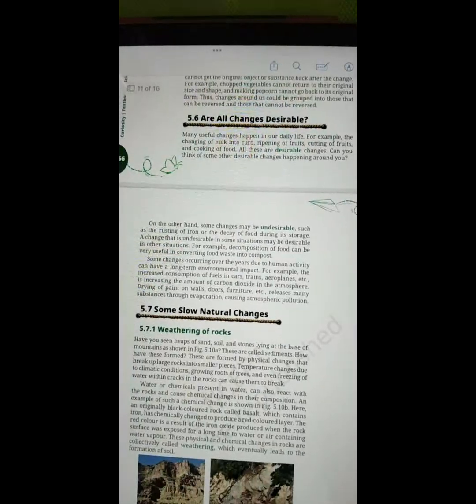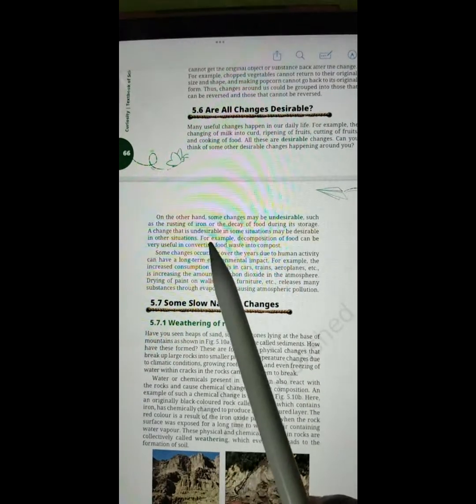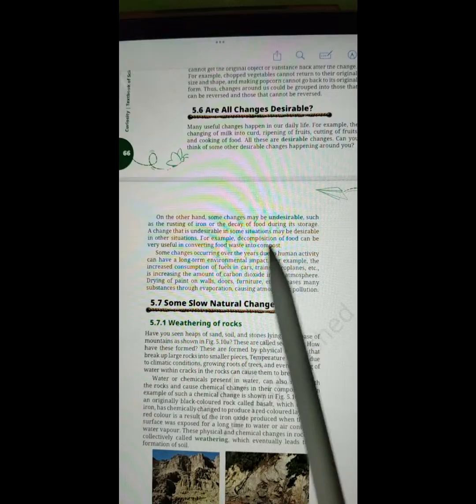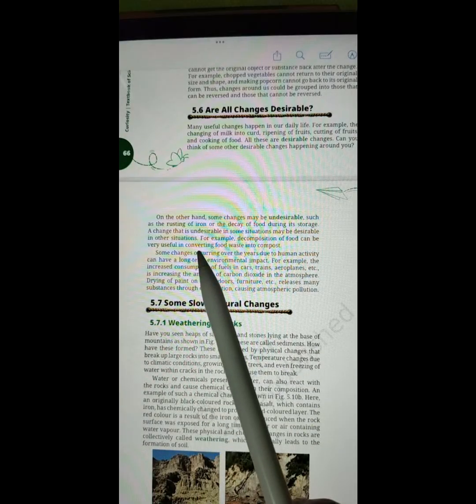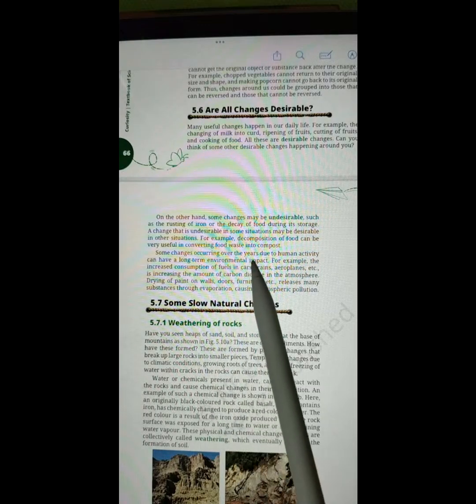On the other hand, some changes may be undesirable, such as the rusting of iron or the decay of food during its storage. A change that is undesirable in some situations may be desirable in other situations. For example, decomposition of food can be very useful in converting food waste into compost.